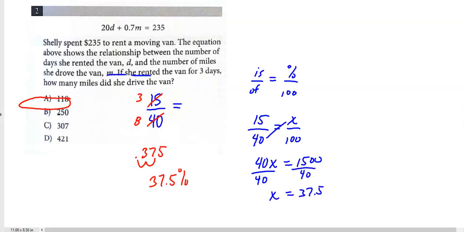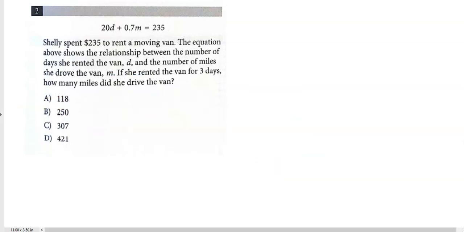So this one says Shelley spent $235 to rent a moving van. The equation shows the relationship. D is the days that you rent it. M is the miles. So M is miles, D are days. Makes sense. She rented the van for 3 days. So we actually know the days. So we know that D equals 3. And we need to find how many miles. So we need to find M.